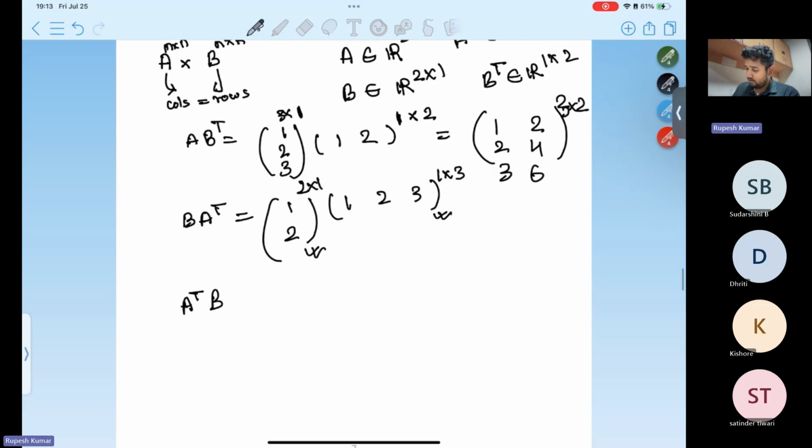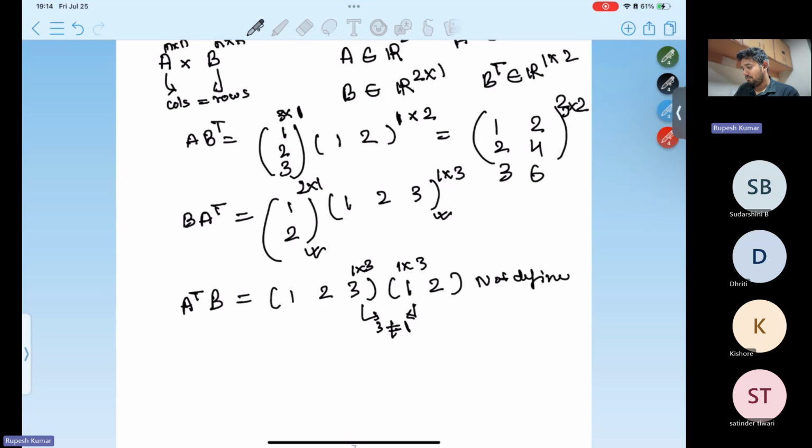A transpose B. This looks like 1, 2, 3, right? And then B is 1, 2, right? Let's count the number of rows and columns. You have 1 row 3 columns here, and 1 row 3 columns here. The number of rows on the left is 3, the number of columns on the left is 3, the number of rows on the right is 1. So this is not equal, right? So this is not defined. This matrix product is not defined, right?